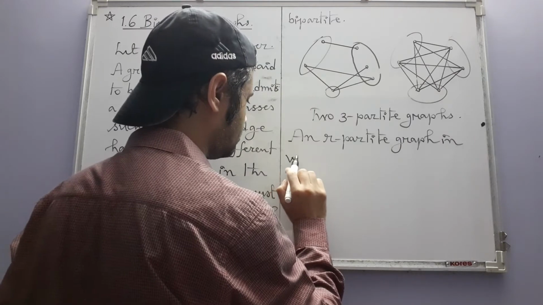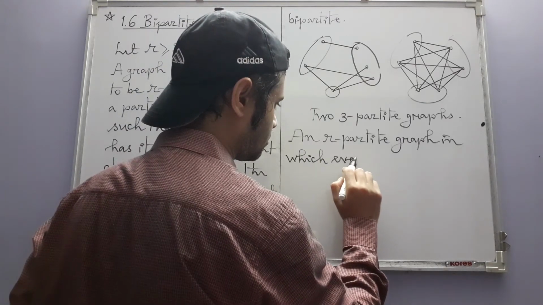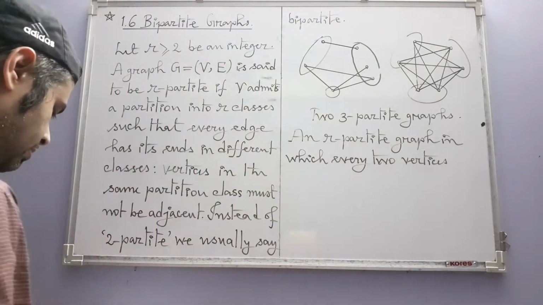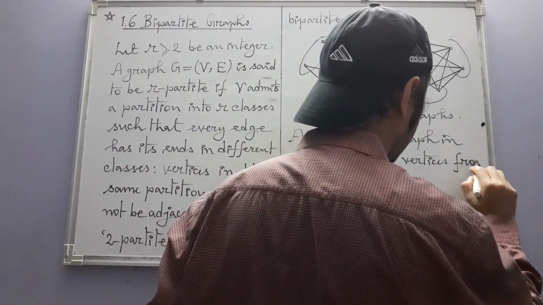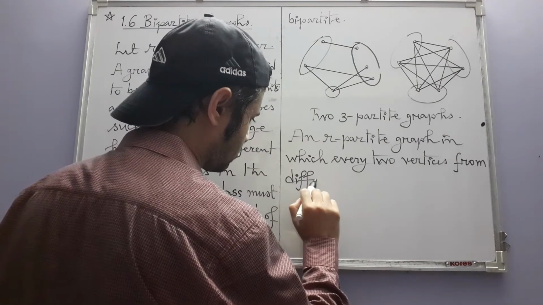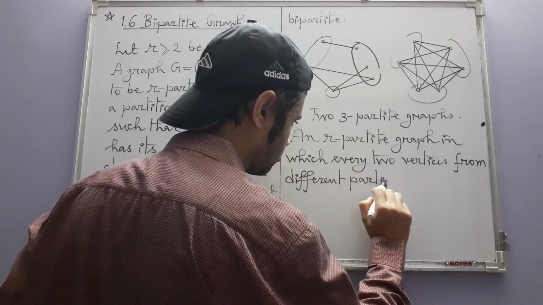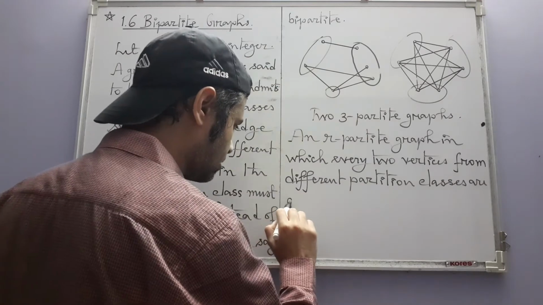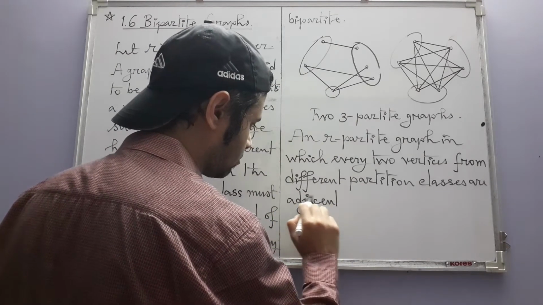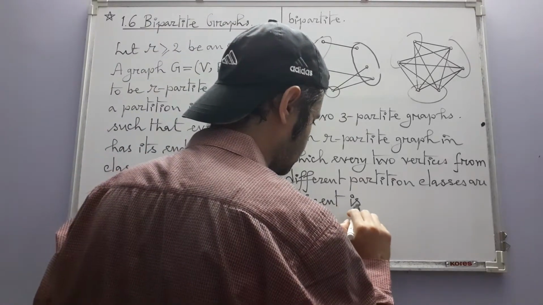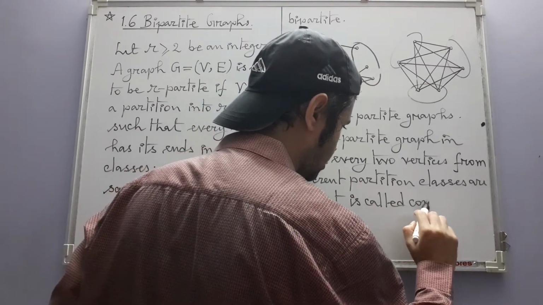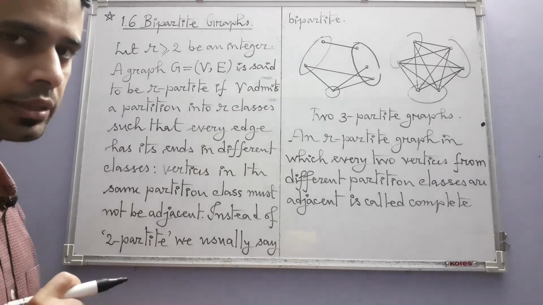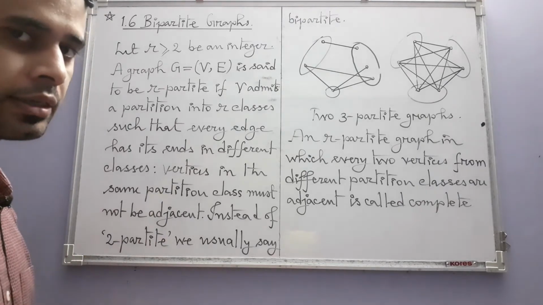An r-partite graph in which every 2 vertices from different partition classes are adjacent, such an r-partite graph is called complete. It's like your ordinary complete graph, except that it cannot have absolutely all the edges. Maintaining r-partiteness, it has all the edges that it can have.